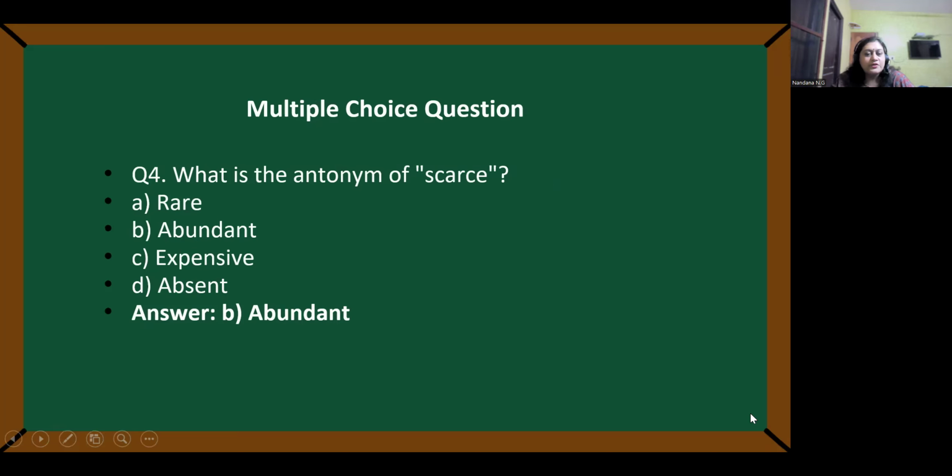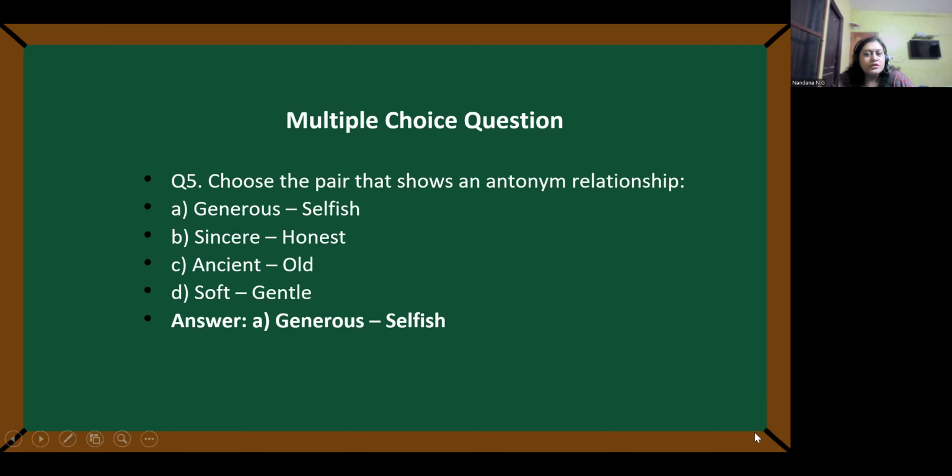What is the antonym of scarce? Antonym again, opposite. Scarce means very rare. So the options provided are rare, abundant, expensive, absent. The answer is option B, abundant. So antonym of scarce is abundant. Choose the pair that shows an antonym relationship. Generous, selfish. Sincere, honest. Ancient, old. Soft, gentle. Answer is option A, generous, selfish.